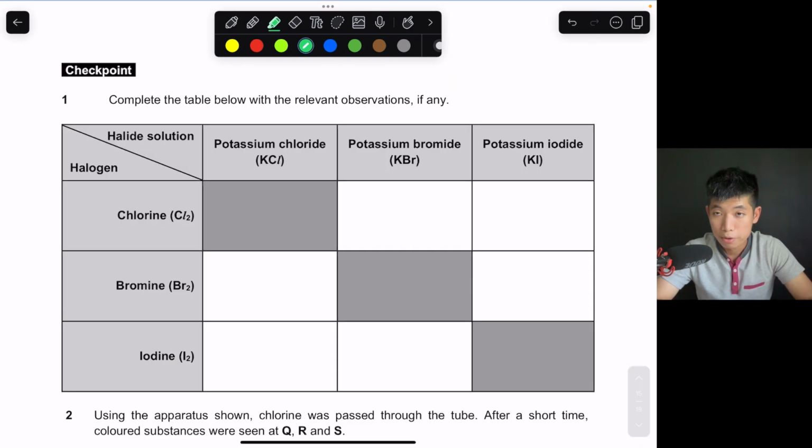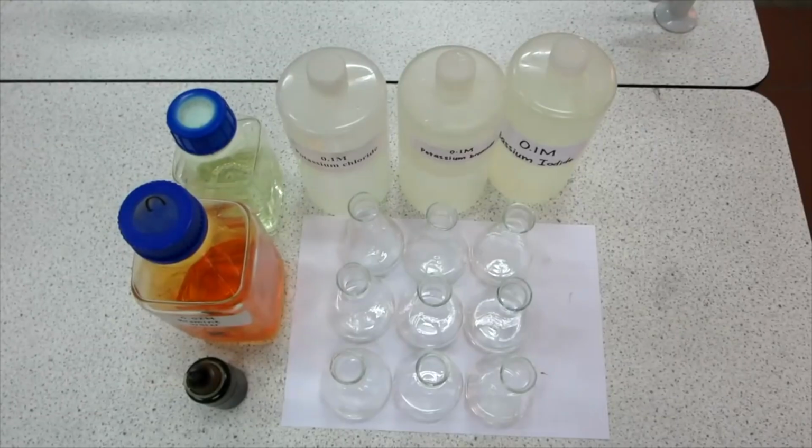We have reached the checkpoint. We can actually set up a matrix like this, a 3x3 table, to see what happens when we mix different combinations of halogens and their halide solutions. I will show you a video. Based on the observations you see in the video, fill in the table in your notes.